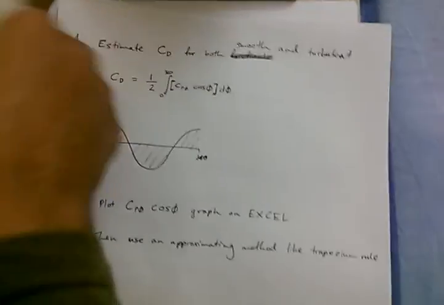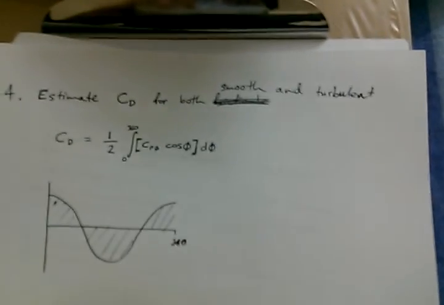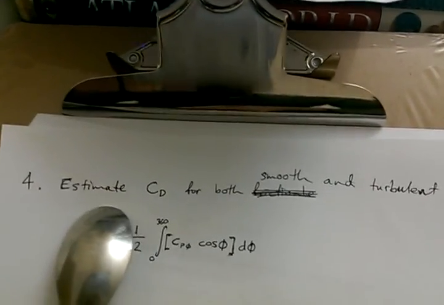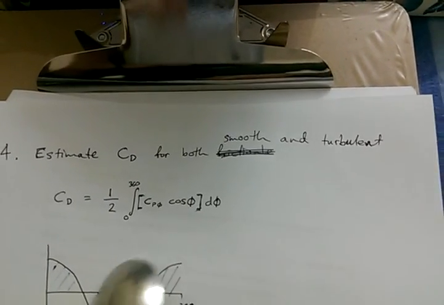The next thing is estimating the coefficient of drag. So we've done the first two things. We've done that K thing, which was the tunnel calibration constant. We've also plotted a graph with 3 lines on it. Now the last thing they want, as a bare minimum, of course there's lots of other stuff in that guy's example, but the bare minimum, is to estimate the coefficient of drag for both smooth and turbulent.